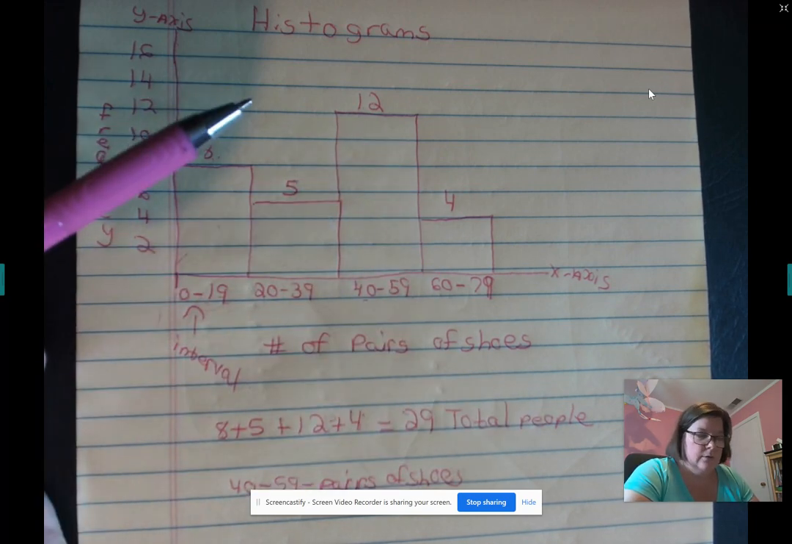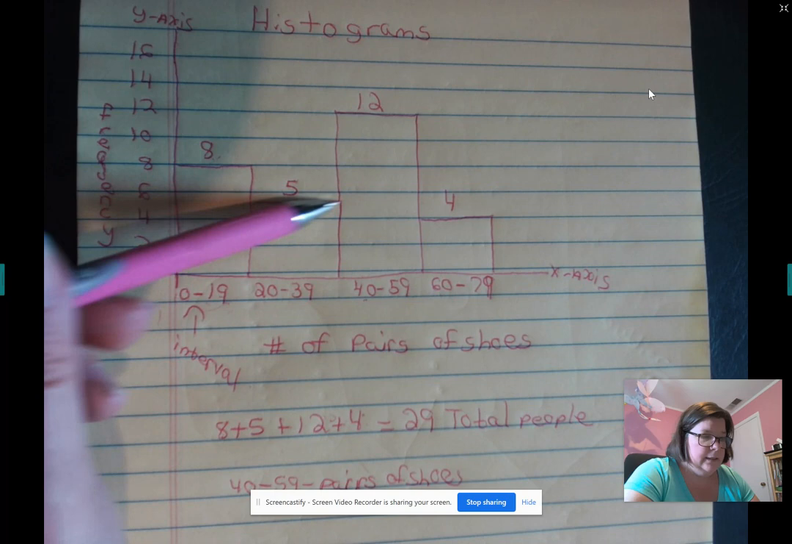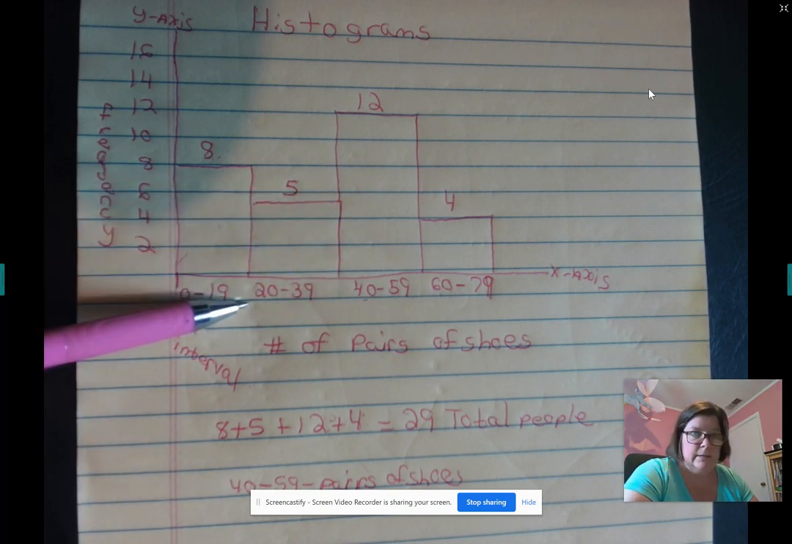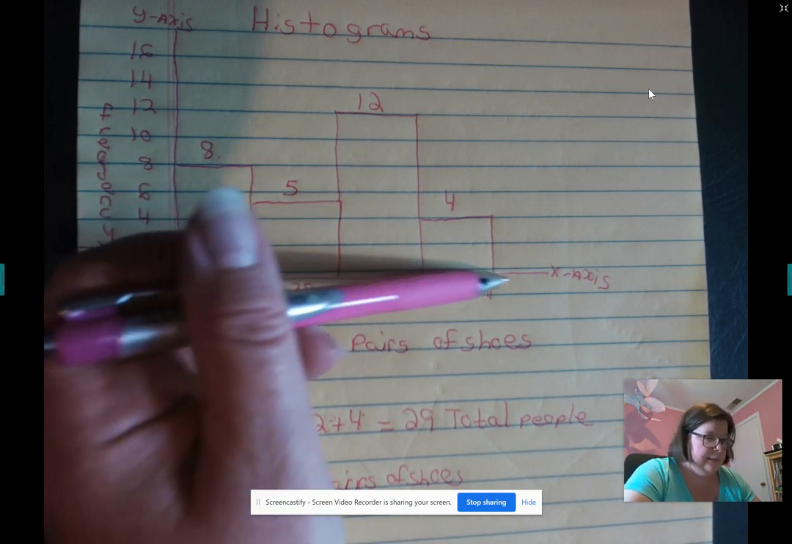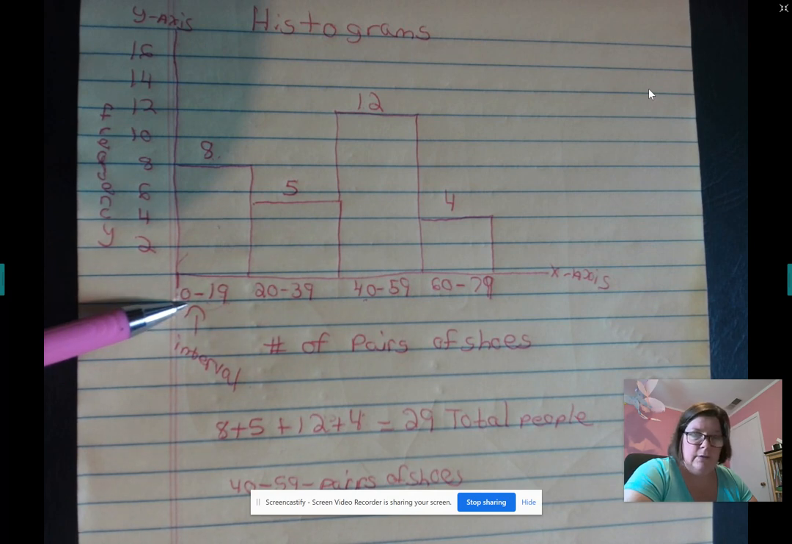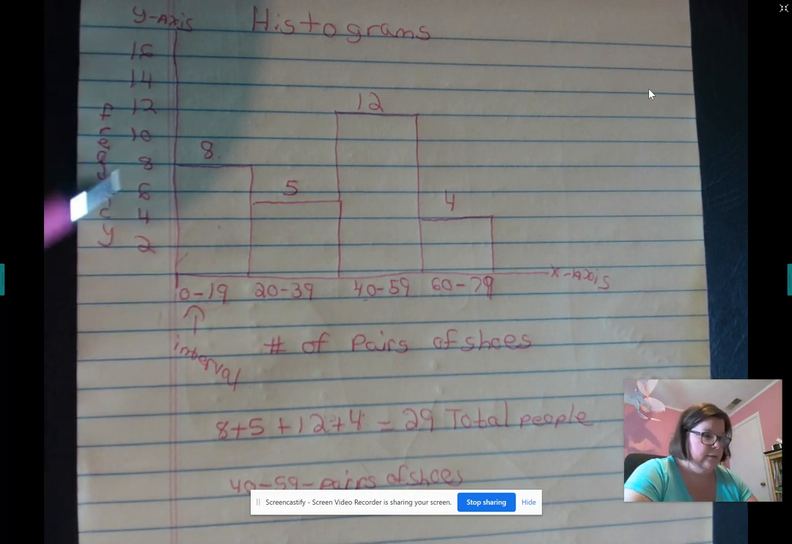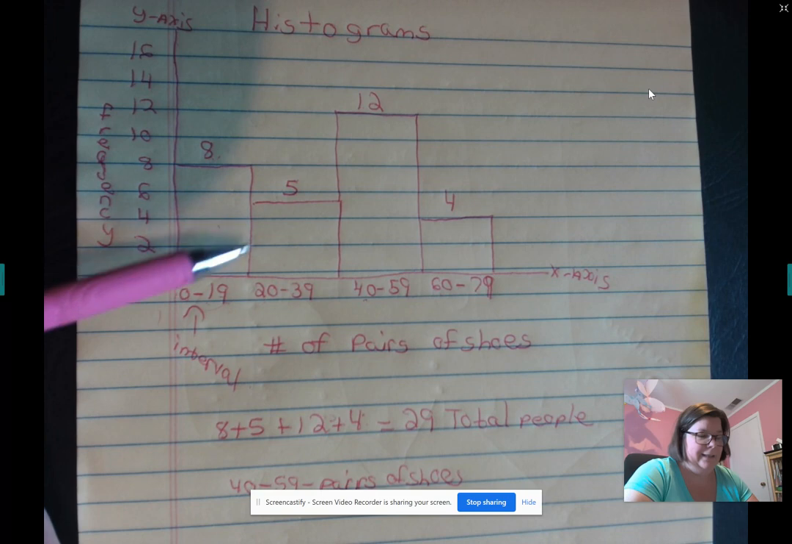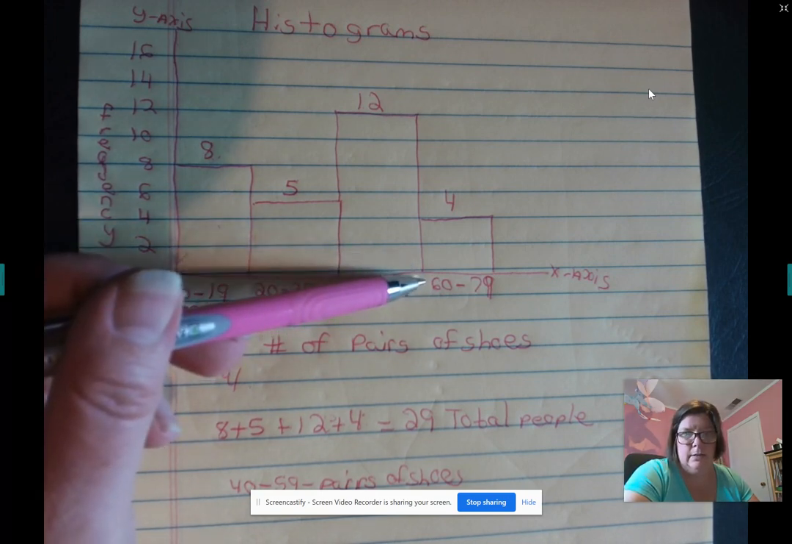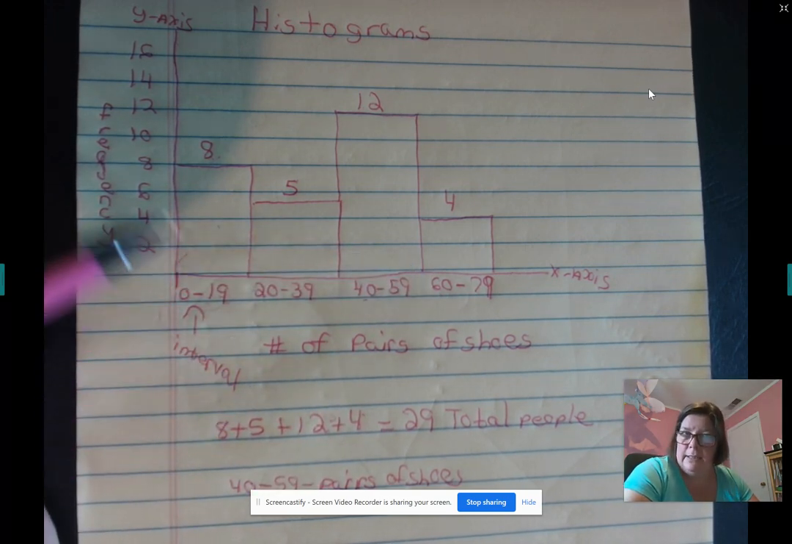So again, histograms, bars must touch, can't have spaces. The x-axis is intervals of numbers, and the y-axis is the frequency, how many people fit into each of those categories. Okay, so I hope this helps you read histograms.